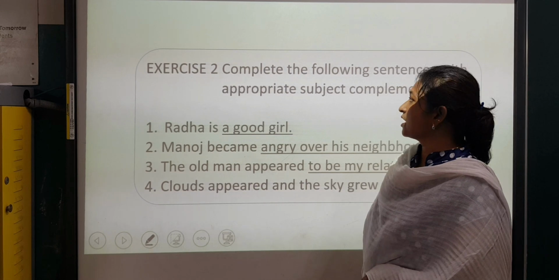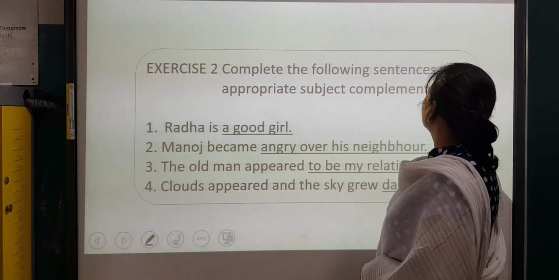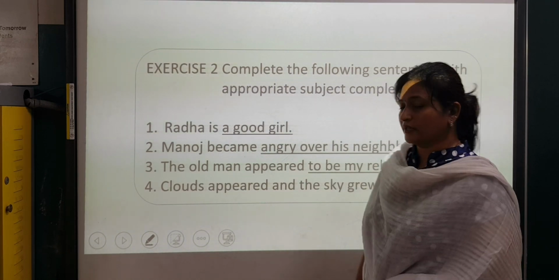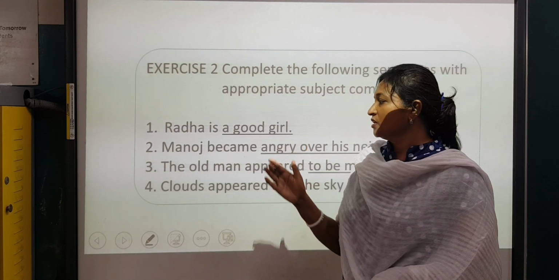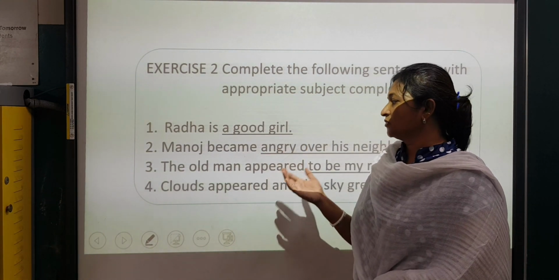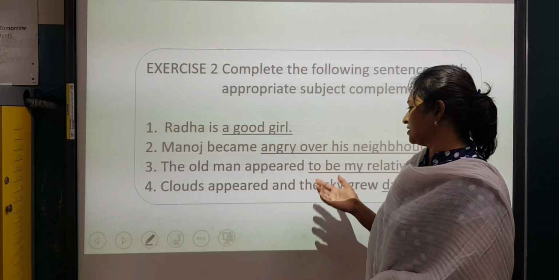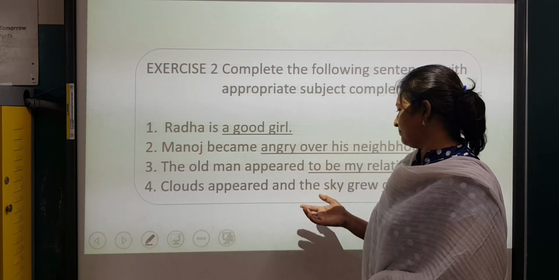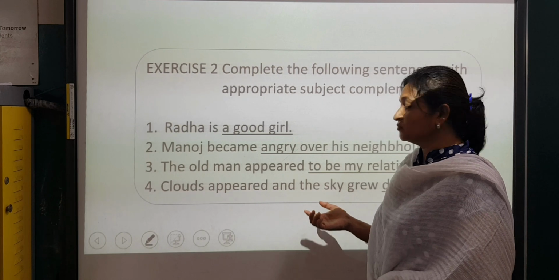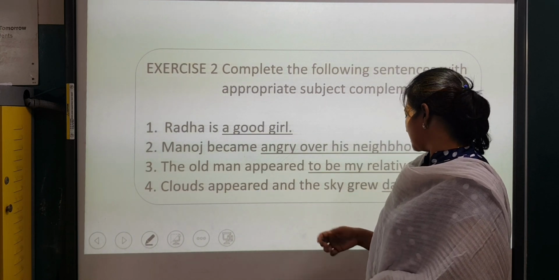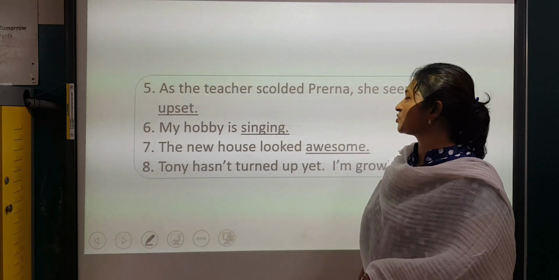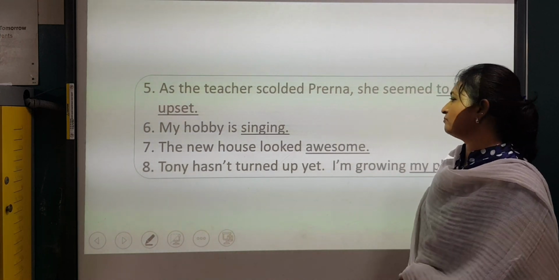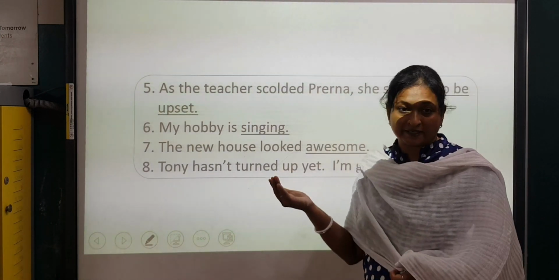Exercise 2, complete the following sentences with an appropriate subject complement. Children, here you can write your own answers also. Radha is a good girl. Manoj became angry over his neighbor. The old man appeared to be my relative. Clouds appeared and the sky grew dark. As the teacher scolded Prerna, she seemed to be upset. See, I have completed these sentences.